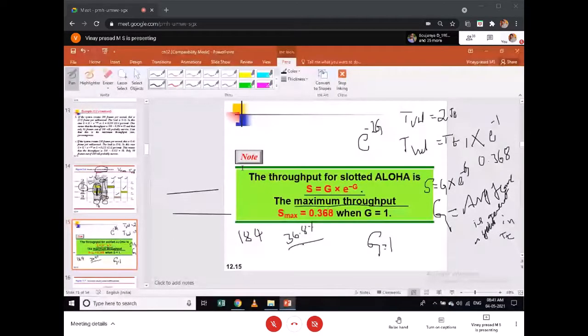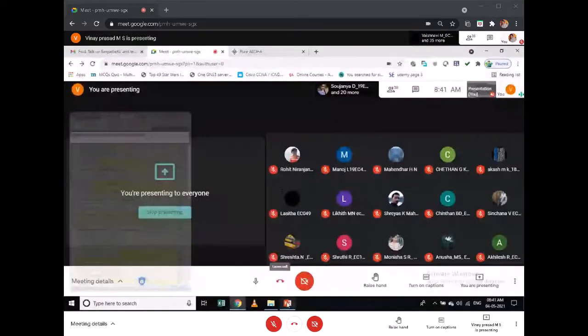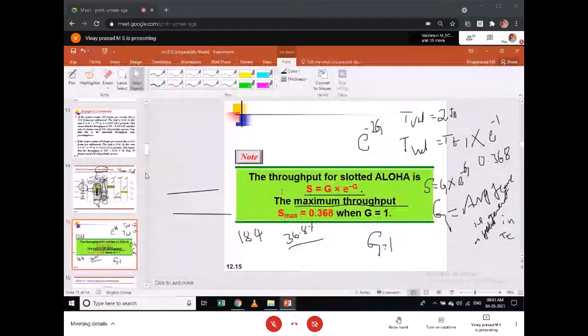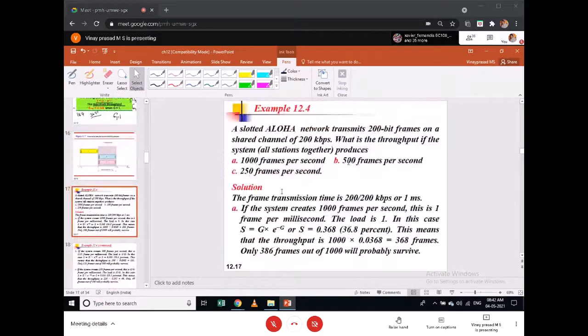Okay, so let me do some problems on this. Problems are something like what we did in the previous one. So this is the vulnerability time of slotted ALOHA. Vulnerability time is nothing but the time period in which frames can be involved in a collision, which is 1 TFR, or I would say 1 TT. If more than one station sends a frame in the same time slot, then those frames are involved in a collision. So that is the vulnerability time. Then we will do the same problems that we did in pure ALOHA.